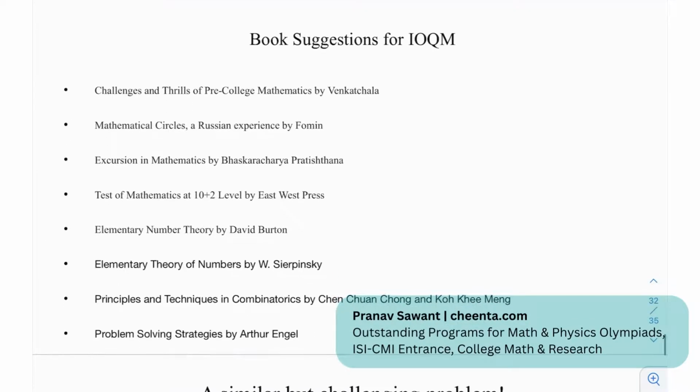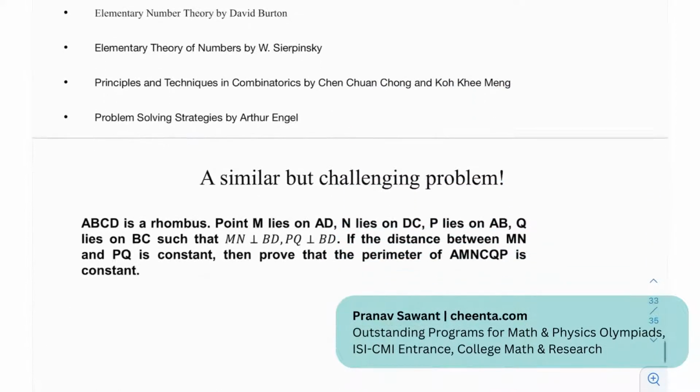So let's move forward. Okay, so here are some book suggestions for the IOQM: Challenges and Thrills of Pre-College Mathematics, Mathematical Circles: Russian Experience, Excursion in Mathematics, A Test of Mathematics at 10+2 Level, Elementary Number Theory by David Burton, Elementary Theory of Numbers by Sierpinski, Principles and Techniques in Combinatorics, and of course, Problem Solving Strategies by Arthur Engel.